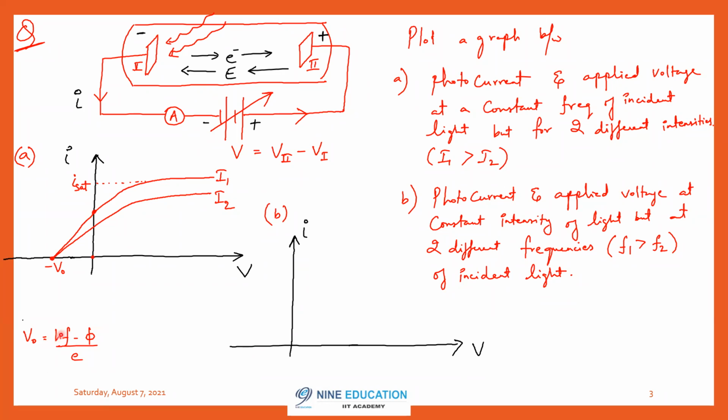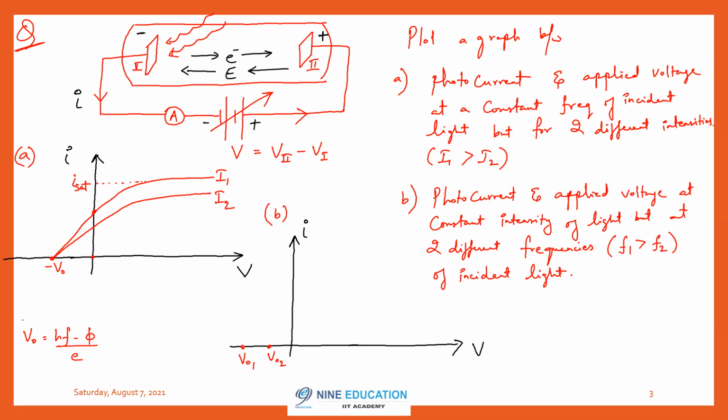V naught is equal to hf minus phi divided by e. Here metal is same, so phi is same. But f is different. Two different frequencies. So two stopping potentials. So I can have two stopping potentials here. One is here and another is here. I can call them as V01 and this is V02. Got it? And how does the graph look?